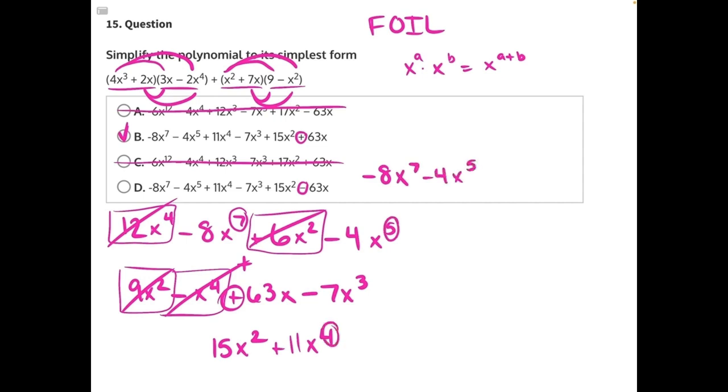Then 11x to the 4, minus 7x to the 3. Then we would have our x squared plus 15x squared. And then finally we would have our x to the 1 power, our plus 63x. And that would match answer choice B as well.